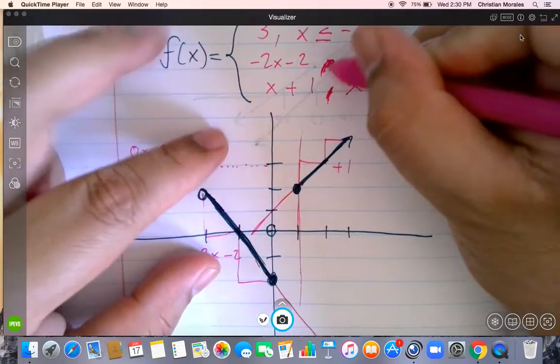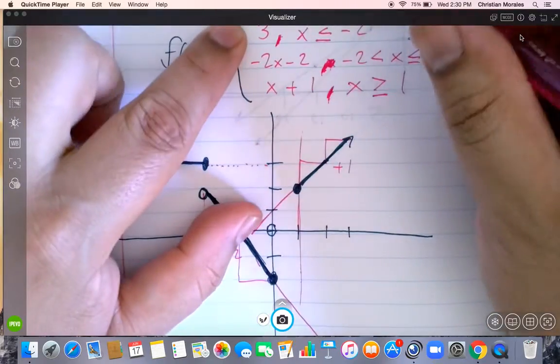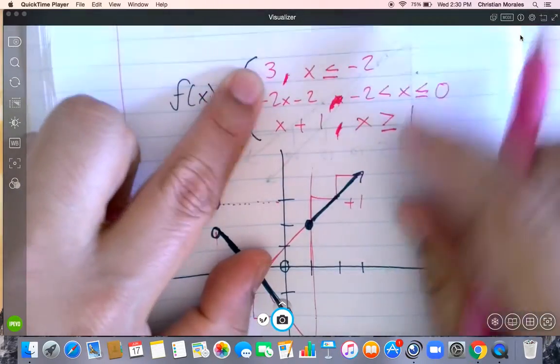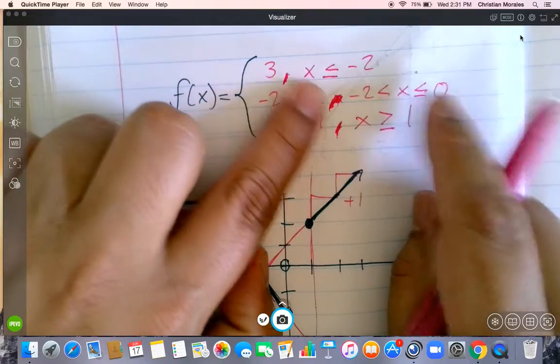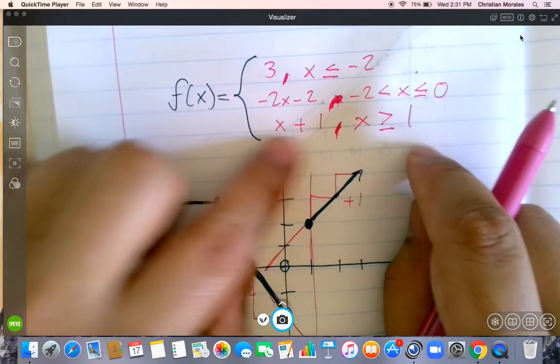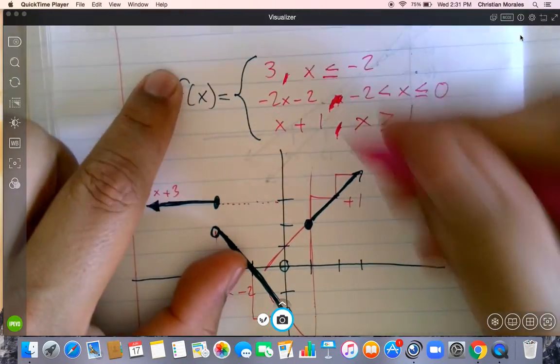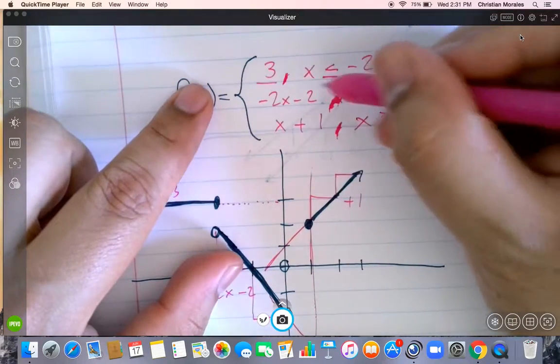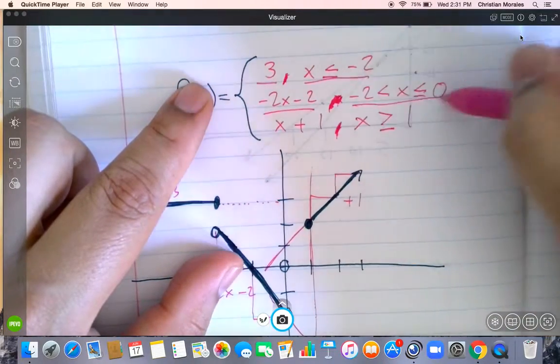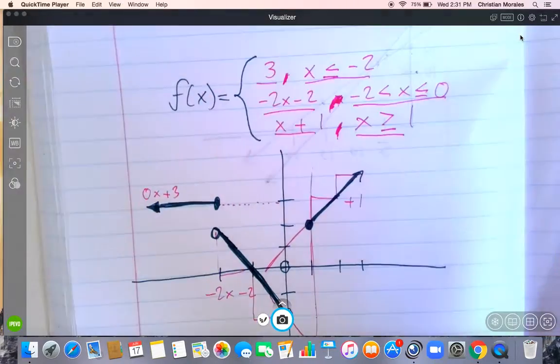These are commas, sorry. These are supposed to be commas. So after you have your equations, you put a comma and you write down the domain when it's being used, okay? So you have your function first, then the domain. The function, the domain, the function, the domain.